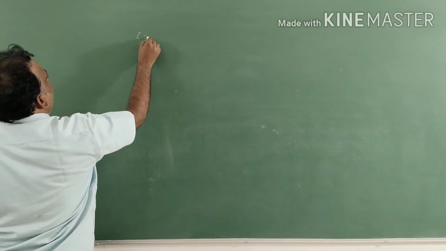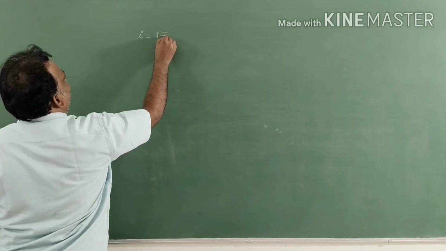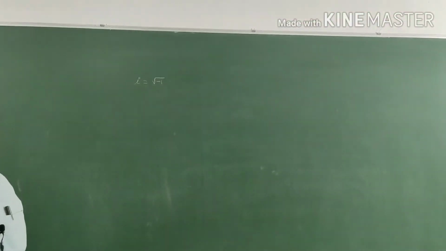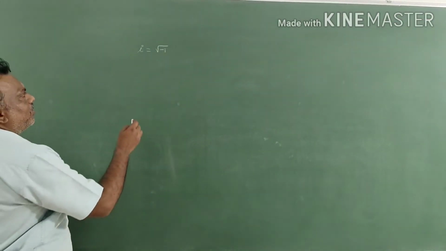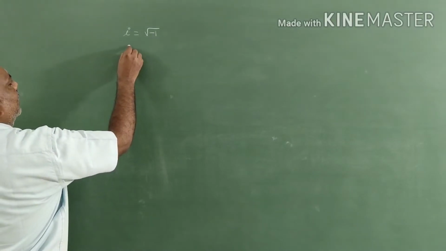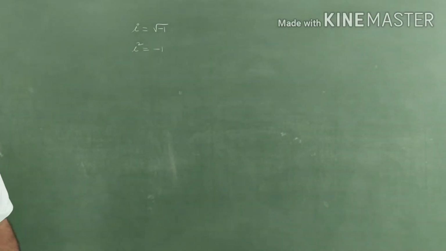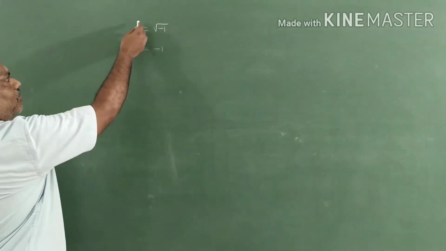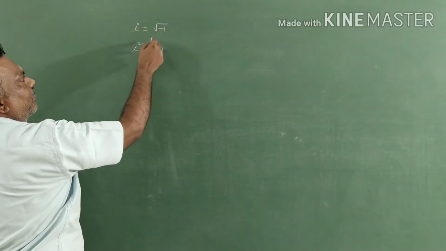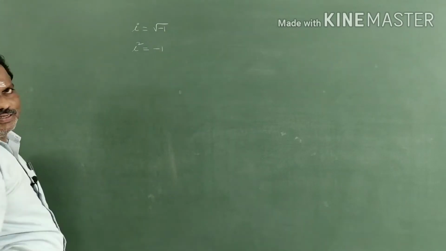i is equal to root over minus 1, I told. If you square both sides, what will you get? i² is equal to minus 1. Is it correct or not? Squaring on both sides, the square and root get cancelled.